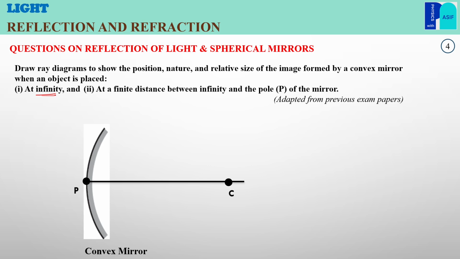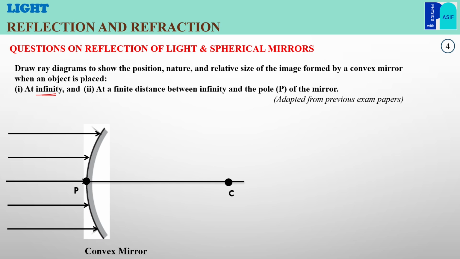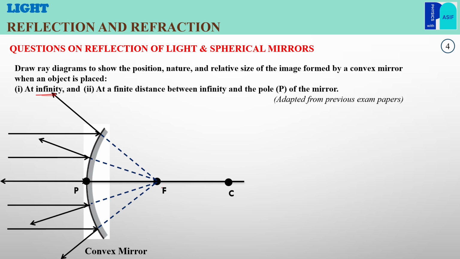We know that when the object is placed at infinity, the rays coming from the object are almost parallel, and if those rays are parallel to the principal axis and incident on the reflecting surface of the convex mirror, after reflection they diverge in different directions. And if you extend these rays in the backward direction, they appear to come from a point on the principal axis behind the mirror. And this point is the principal focus of the convex mirror. Therefore, for the object which is at infinity, the image will be formed behind the mirror at the principal focus of the convex mirror. The image is virtual, erect and highly diminished.